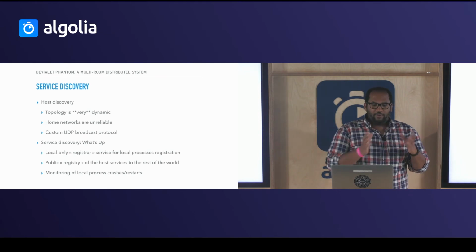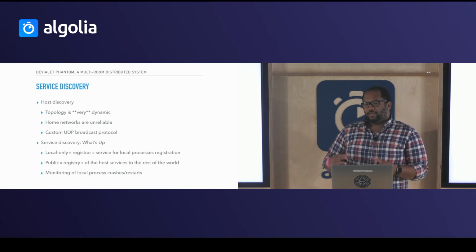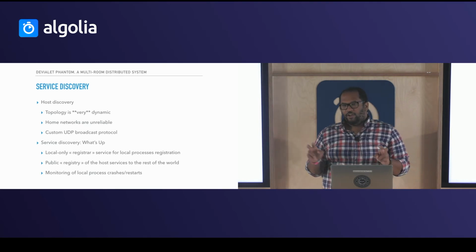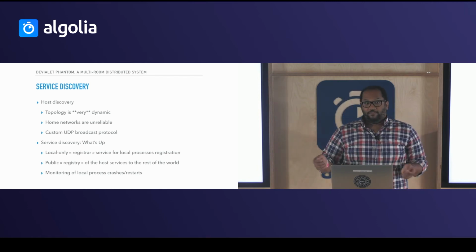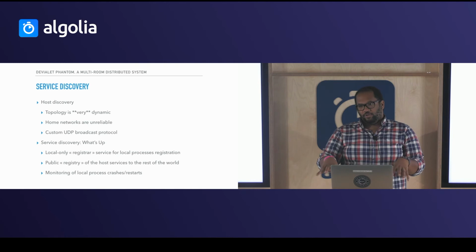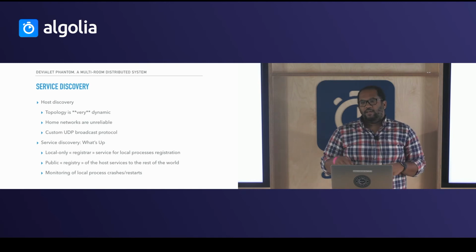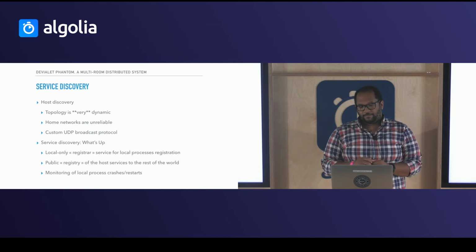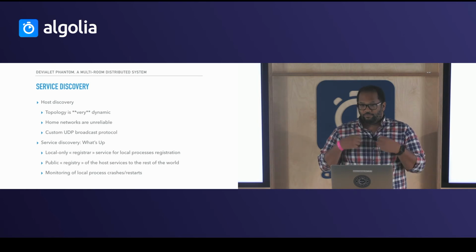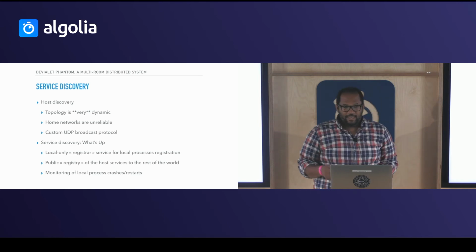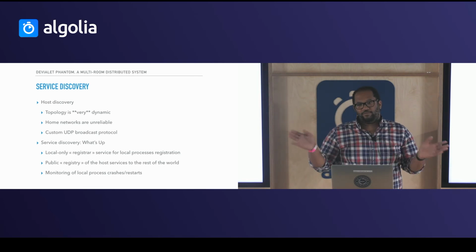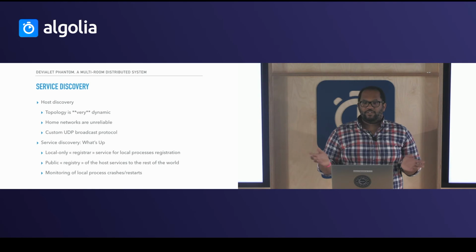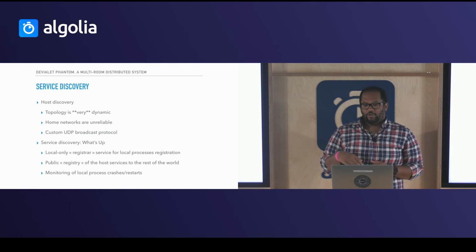So we have host discovery based on UDP, and then we have basically a daemon running on each host, which works as a registrar. The registrar is in charge of getting the information from local processes, local to this host, that the services exist, what their endpoints are, everything like that. All the required information to announce this service to the world. And a public registry, which is basically the role of this daemon, is to announce to the rest of the world that those services are available on our local host.